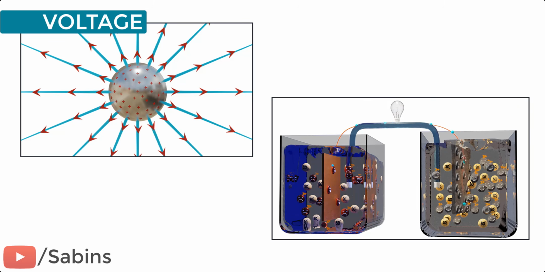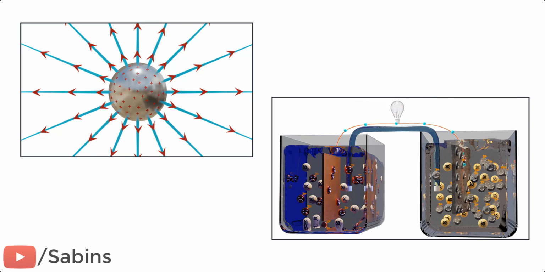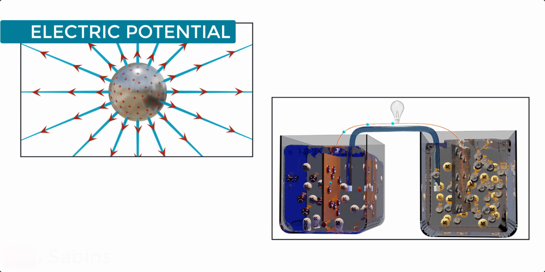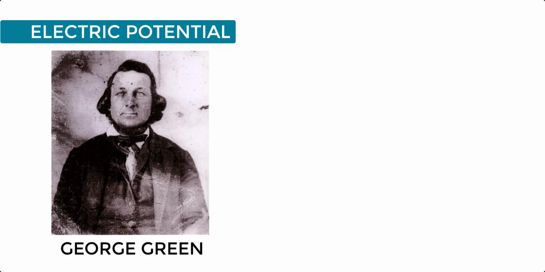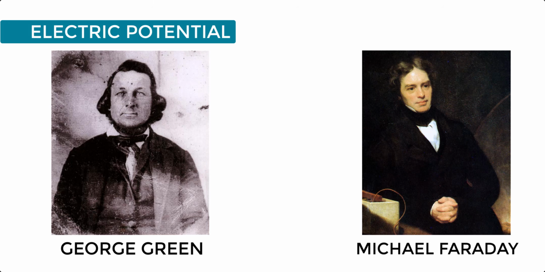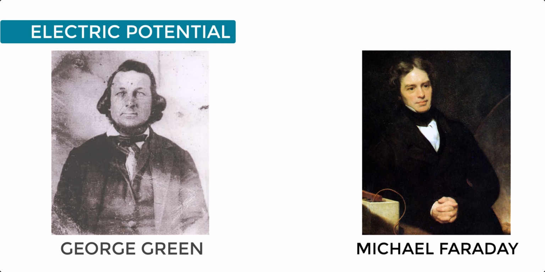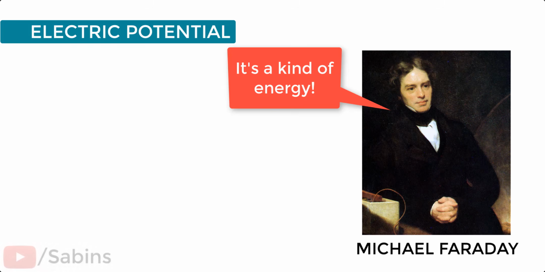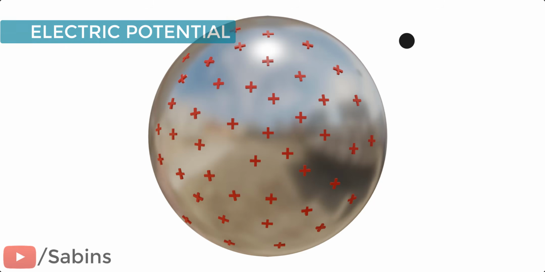cell at the end. To understand the concept of voltage, we have to first understand the concept of electric potential. The term electric potential was coined by George Green. However, Michael Faraday made use of this concept long before Mr. Green named it. Electrical potential is a kind of energy. Let's look at an example to clarify this concept.